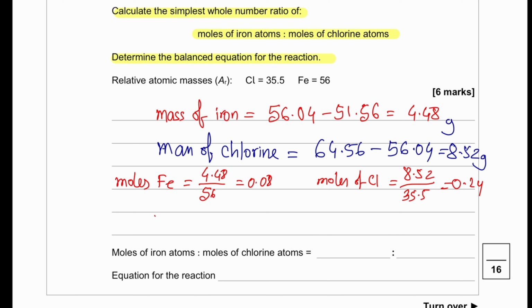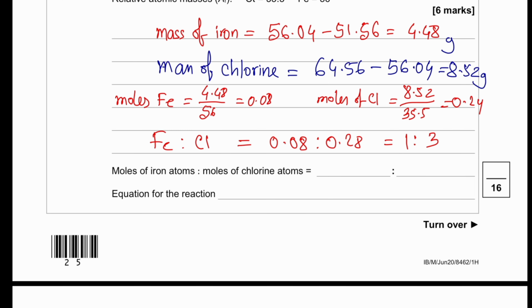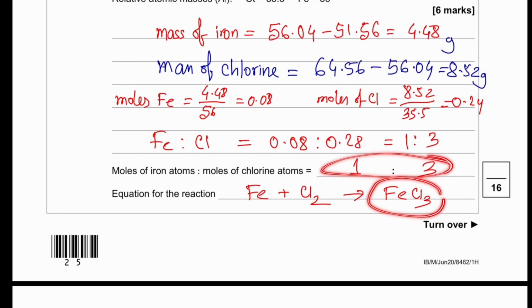Then we are going to find the iron to chlorine ratio. We get 0.08 to 0.24. The ratio is 1:3. So in terms of moles of iron atoms and moles of chlorine atoms, we have 1 iron atom and 3 chlorine atoms. So the equation for the reaction will be iron reacting with chlorine to produce FeCl3.